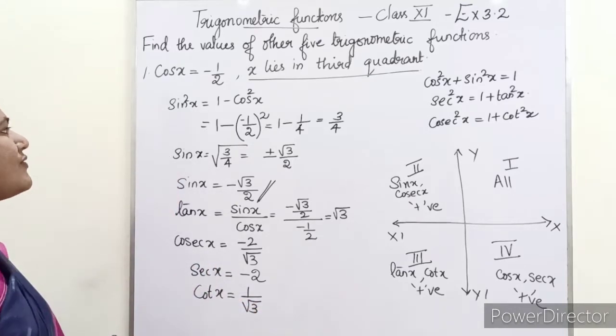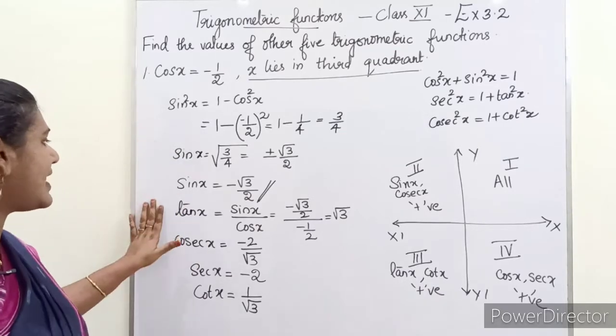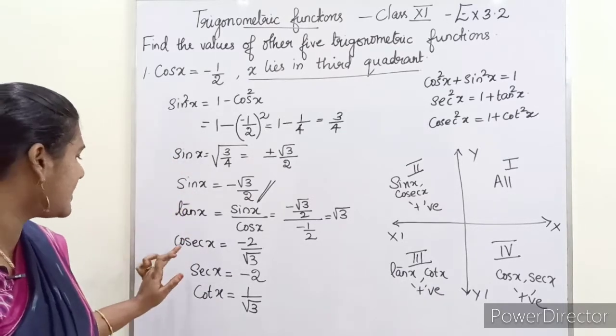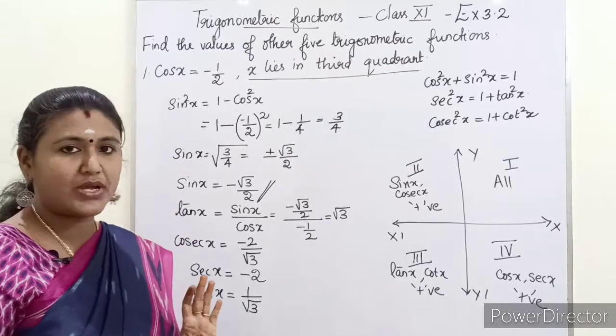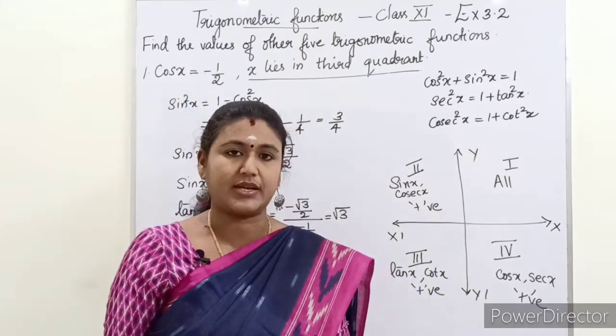So this is how we have to find the values of the trigonometric functions. So these are the values: sin x, cos x, tan x, cosec x, sec x, cot x. We got all the answers, all the values of the trigonometric functions.